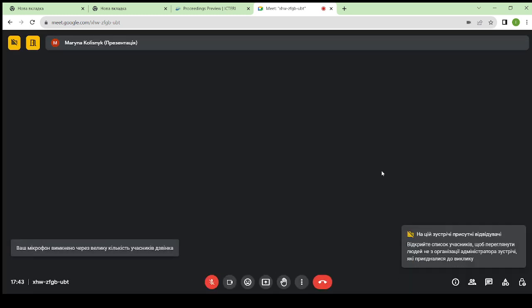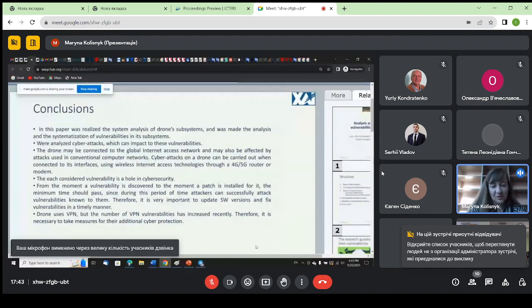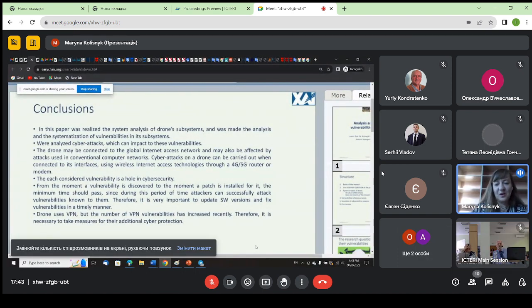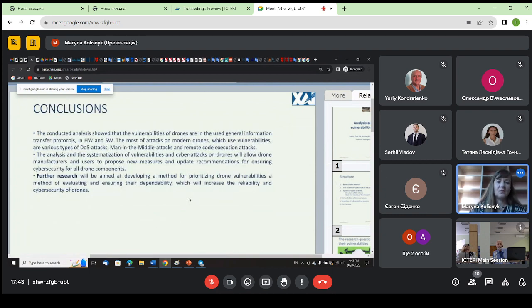But the number of VPN vulnerabilities has increased recently, and we need to do something for their protection. Analysis showed that vulnerabilities of drones are in the general information transfer protocols used in hardware. It can be used for DOS attacks, man-in-the-middle attacks, and remote code execution attacks very intensively.